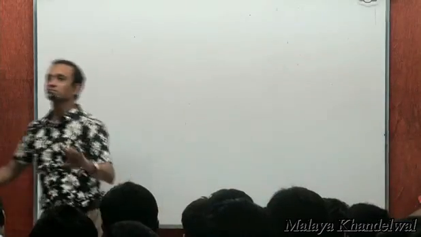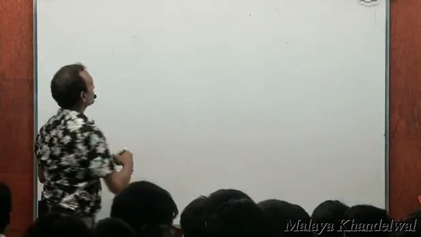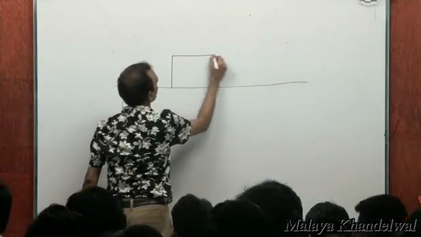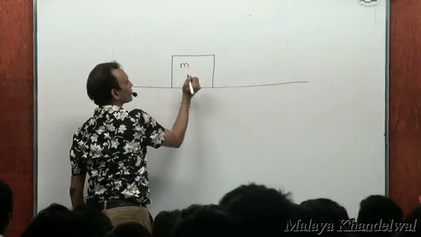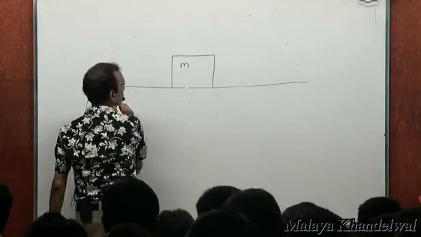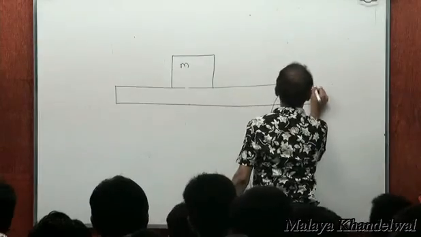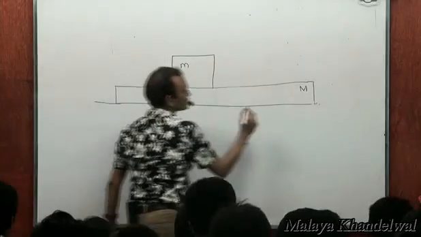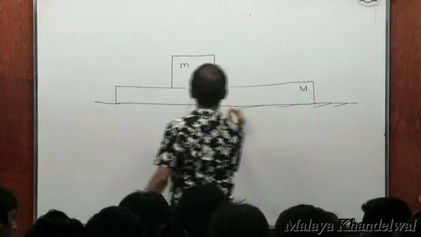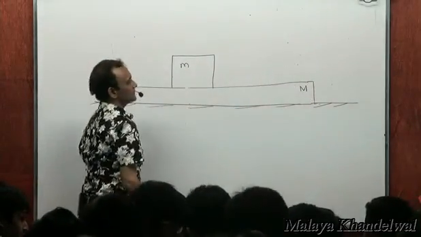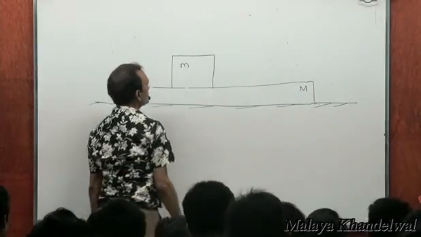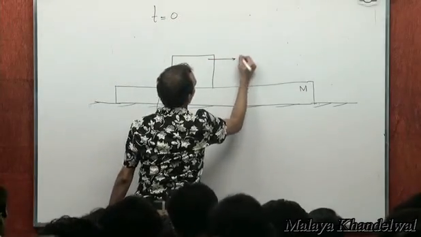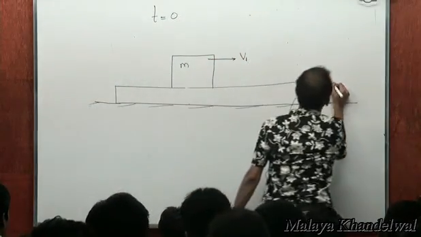One quick remark about friction. See, if this was a mass m on a very long platform, say capital M, and this rests on a smooth surface, this was, let's say, time t equal to 0. This was given a velocity v1 and this had a velocity v2.